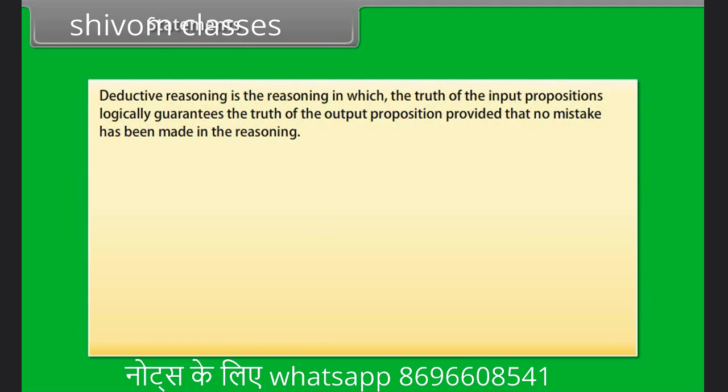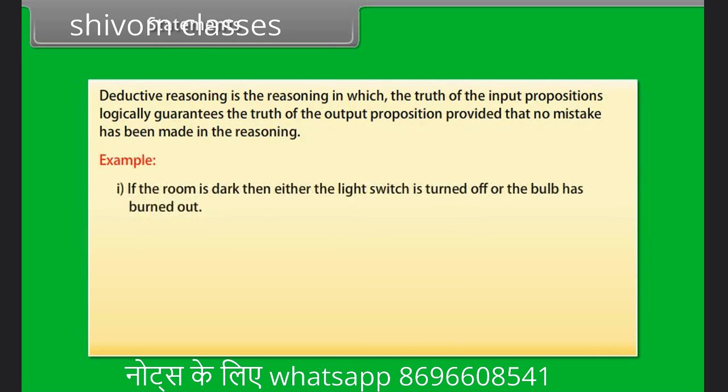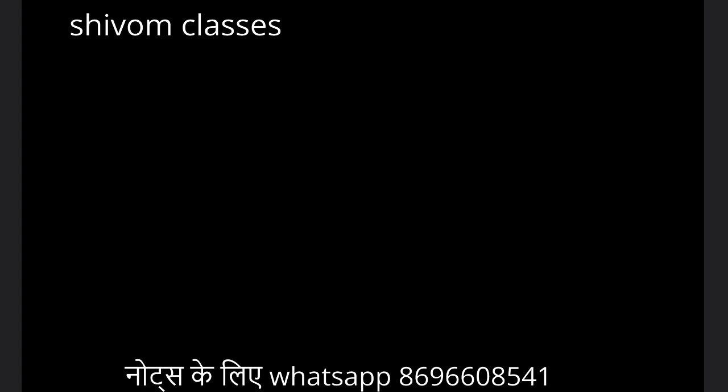Deductive reasoning is the reasoning in which the truth of the input propositions logically guarantees the truth of the output proposition, provided that no mistake has been made in the reasoning. Example: a reasoner who infers from the beliefs: 1. If the room is dark, then either the light switch is turned off or the bulb has burned out. 2. The room is dark. 3. The light switch is not turned off. To the conclusion, the bulb has burned out.